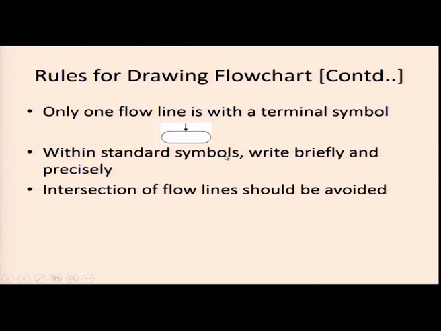Within the standard symbols, you need to write briefly and precisely. See, this is an oval symbol wherein you have only very limited space. So, you cannot write stories. Whatever points you write should be crisp, and you should write very briefly and precisely whatever is required. Intersection of flow lines should be avoided. So, these are some of the rules for drawing a flow chart.